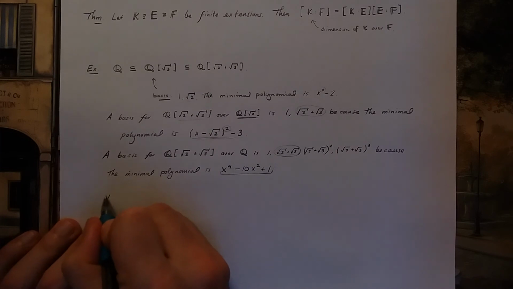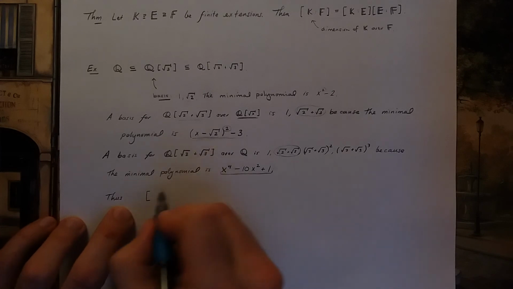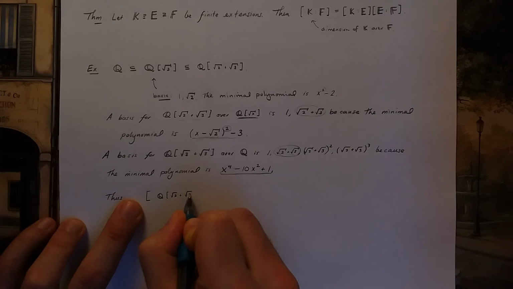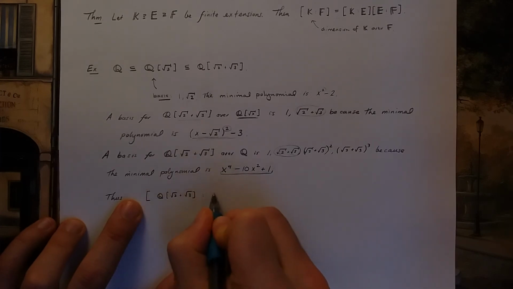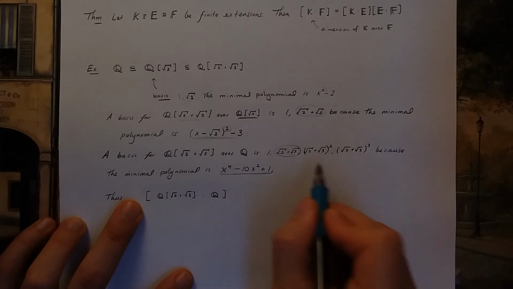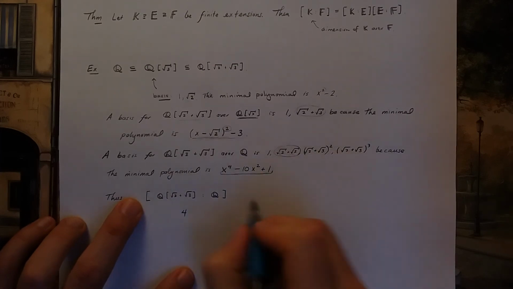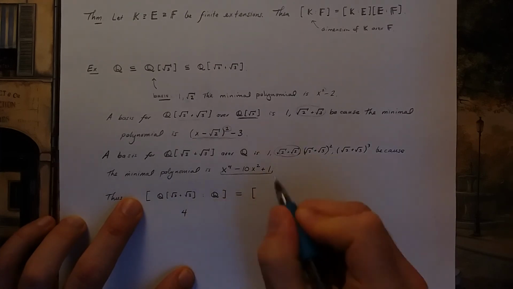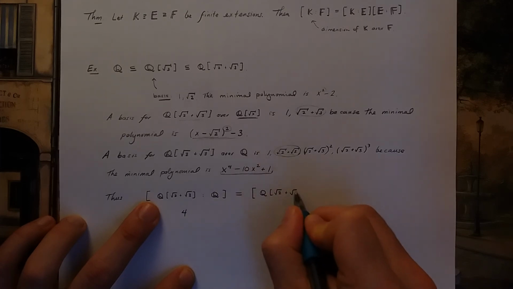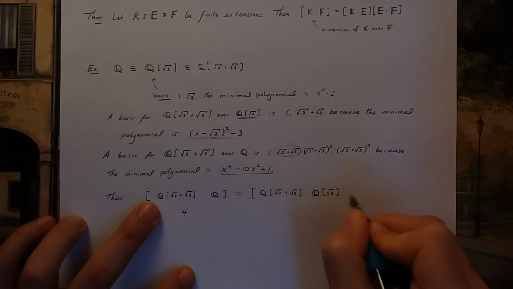Thus, what the theorem says is, if I look at the largest field over Q, there are 4 elements in a basis. These 4 elements. So this is 4. Q adjoined square root of 2 plus square root of 3 over the field Q adjoined root 2.